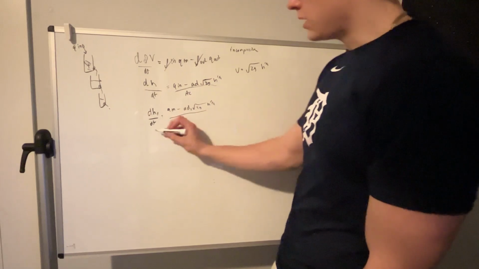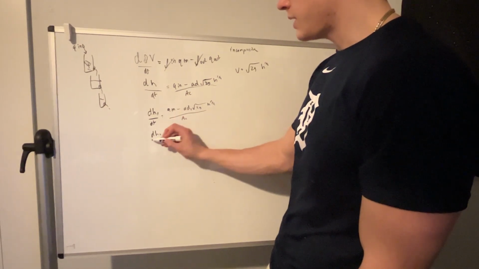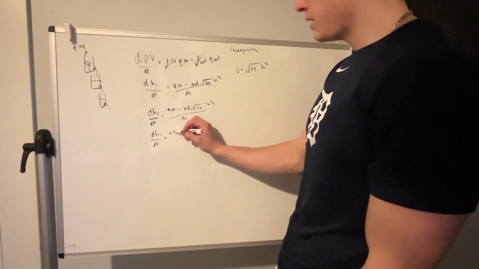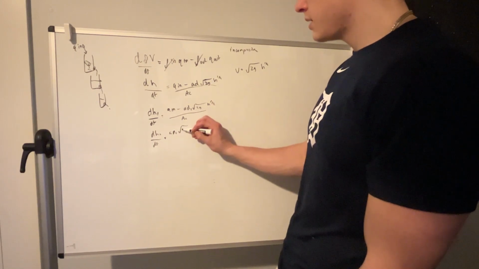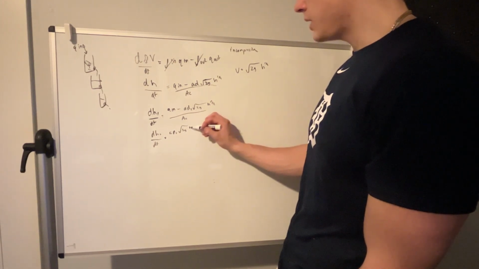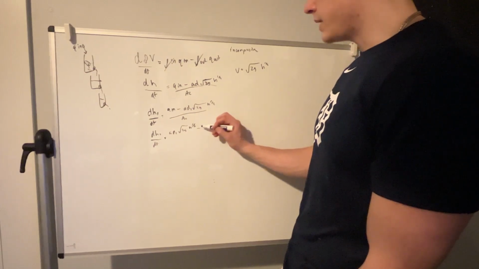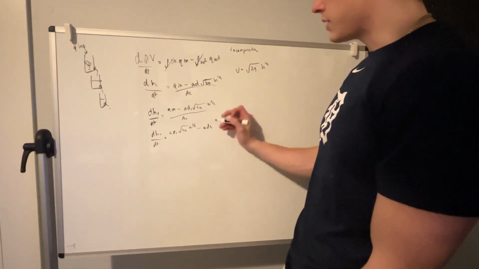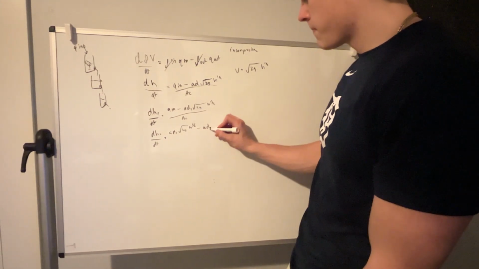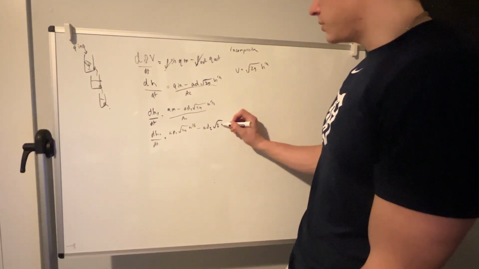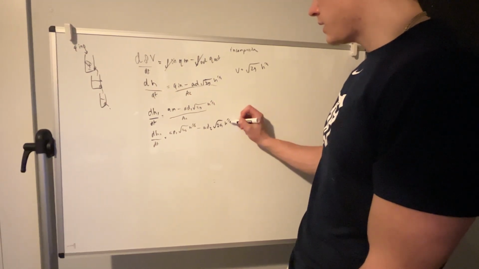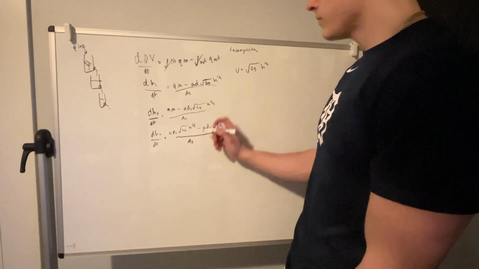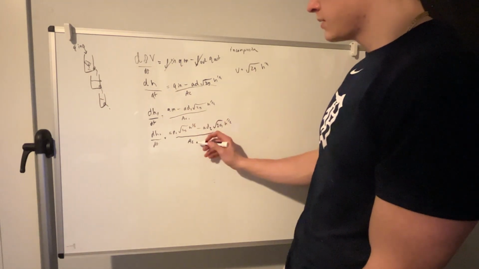For our second tank, dH2/dt will be equal to what comes in from the first, so AD1 times the square root of 2g H to the 1/2, minus what's going out, so our AD2, even though in this case they would be the same, times the square root of 2g H to the 1/2. That's over AC as well, AC2.